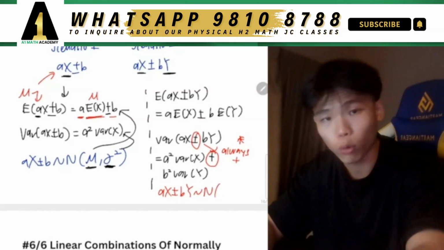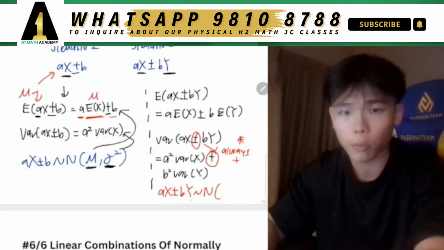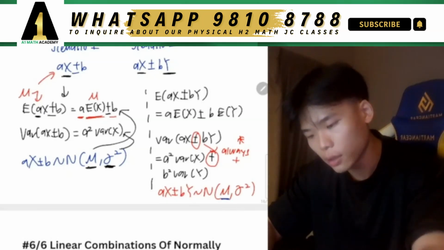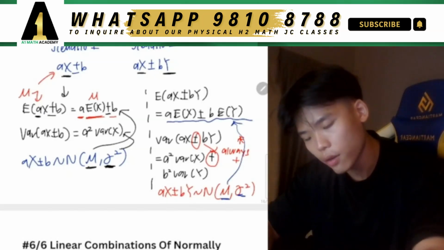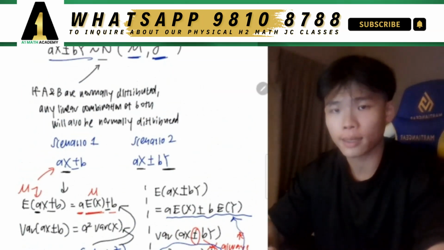So in this bottom case over here, if let's say I have a linear combination of these two, they will both follow a normal distribution as well, because originally both x and y are normally distributed and they have a mean and a variance value. Now this mean value over here would be this value over here, and then this variance value over here would be whatever you see over here. Okay, so that is the whole idea behind it.